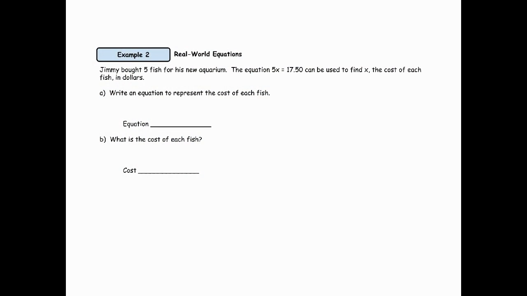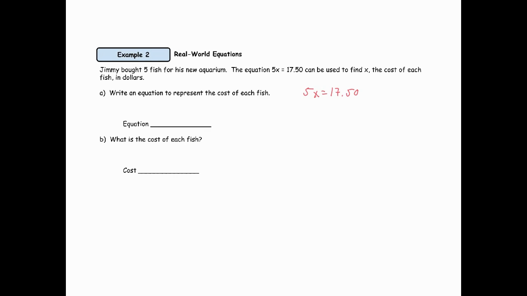Alright, example number 2, real-world equations. The scenario says Jimmy bought 5 fish for his new aquarium. The equation 5x equals 17.50 can be used to find x, the cost of each fish, in dollars. So we know the equation 5x equals 17.50. This tells me the cost for 5 fish is $17.50.